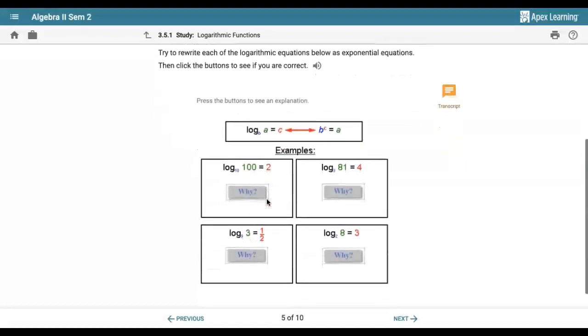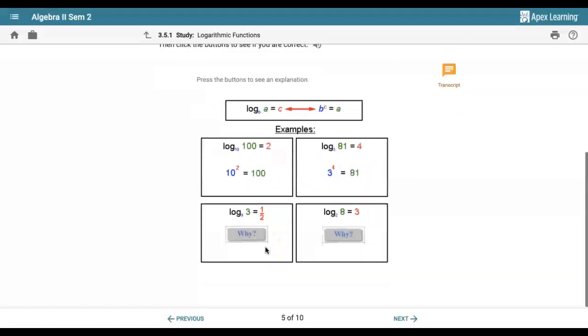If I look at log base 10 of 100 equals 2, the reasoning is: 10 raised to the power of what is going to give me 100? 10 raised to the power of 2 gives me 100. If I look at this one, log base 3 of 81 equals 4, that's like saying 3 to the power of 4 equals 81.